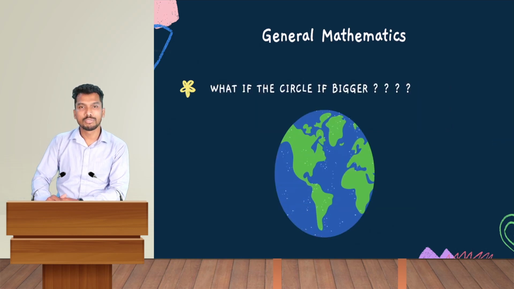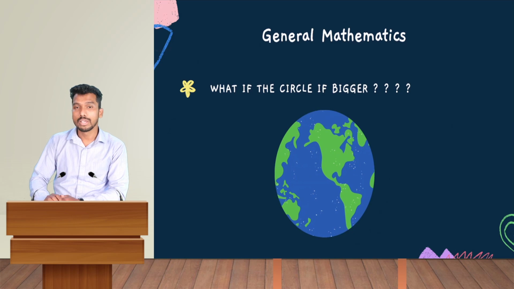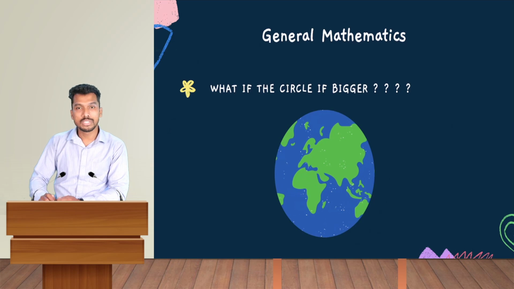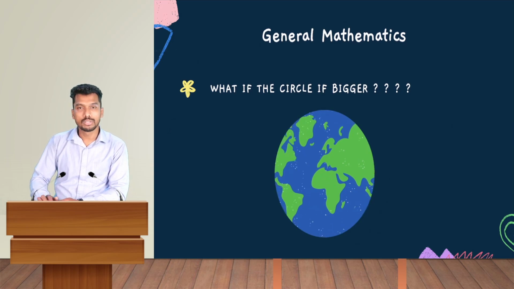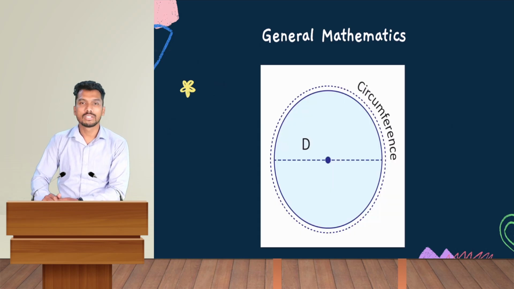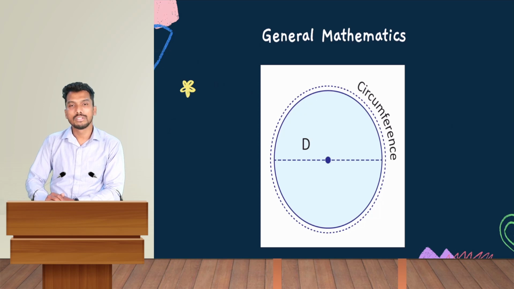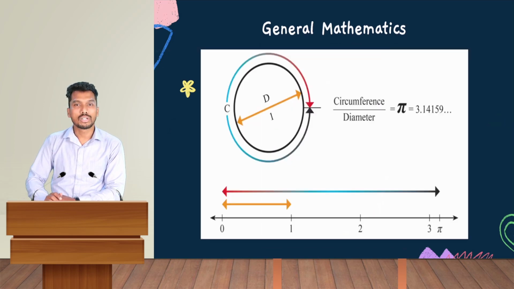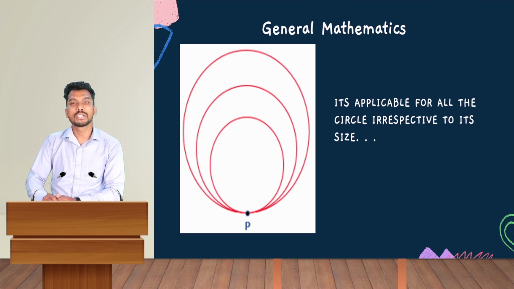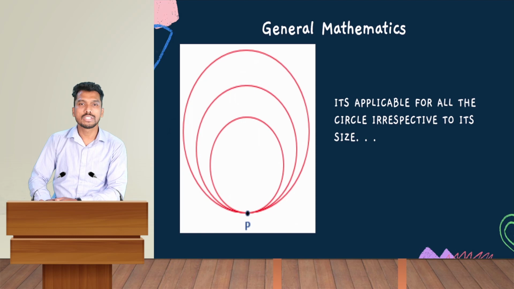But what if the circle is big like the earth? Earth is a sphere, so we cannot string it out, and we cannot measure the actual circumference of the earth using the meter tape. So what we can do? We know that every circle has a circumference and a diameter. The ratio of the circumference of the circle to its diameter is known as pi. The value of pi is 3.14159. This ratio is applicable for all circles irrespective of their size. Whatever the size is, it doesn't matter.